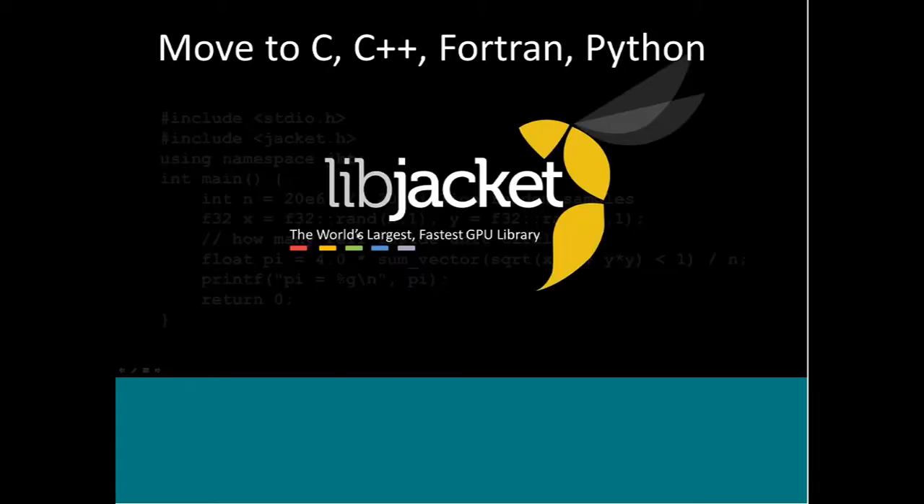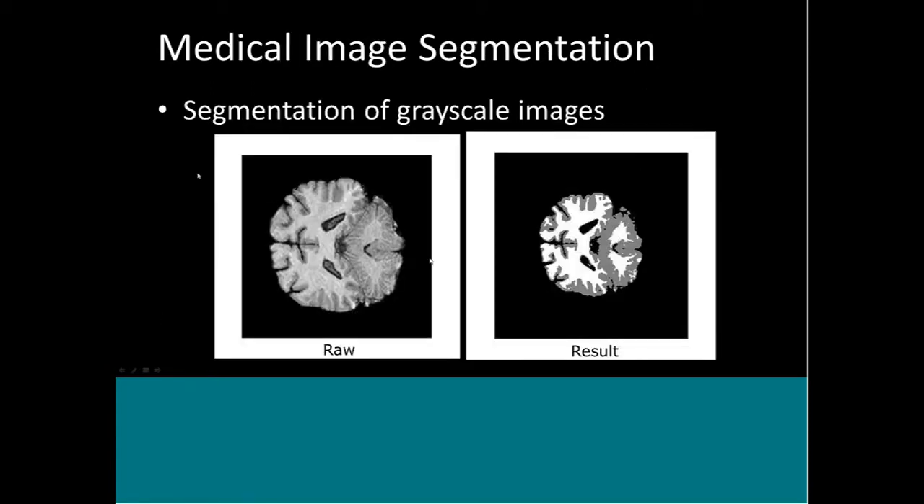Okay. Now I want to talk about medical image segmentation. Just want to give a simple example. In this particular presentation, we're interested in the segmentation of grayscale images, in particular this brain slice image that we show here. On the left-hand side, we have the raw image, and on the right-hand side, we have a resulting segmentation that comes from a Bayesian segmentation algorithm that I'll explain in a little bit.